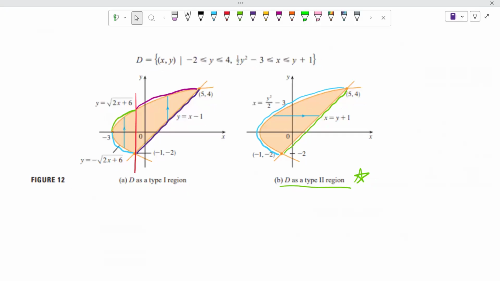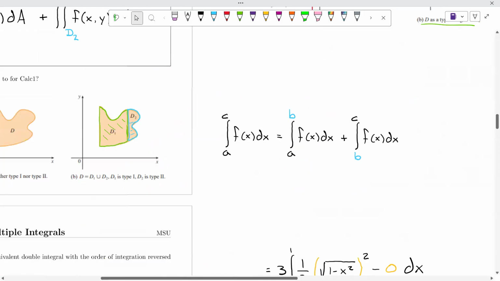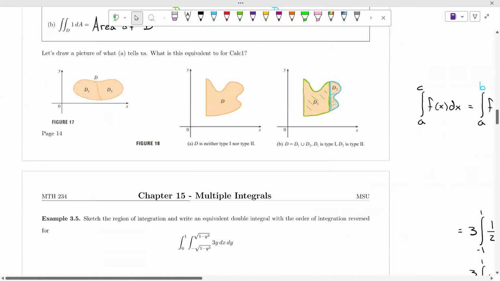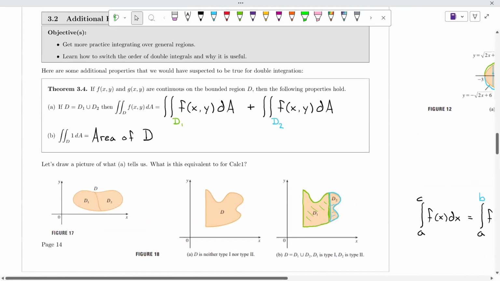So that's what we'll be doing. I think I was just in the middle of saying also that we could split up the integral over the two domains. There's our formula for it. If I need to split up the region, I can. And finally, if I just integrate the function 1 dA, I get the area of the region.